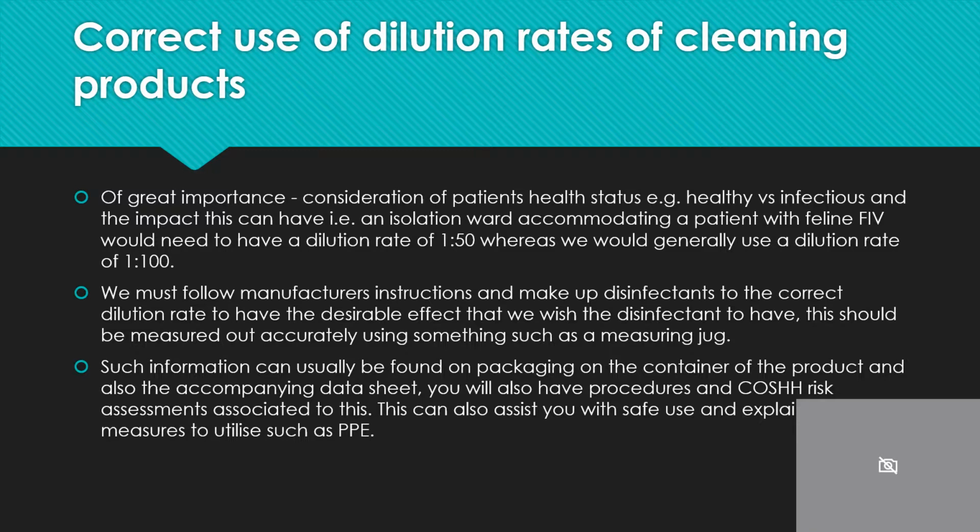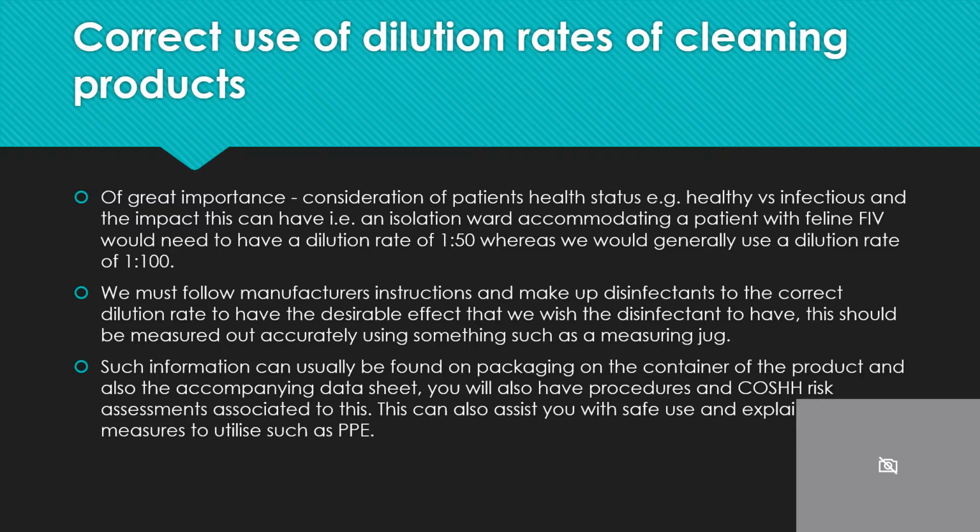We need to measure out accordingly using something such as a measuring jug, or sometimes you will have larger disinfectant containers with a system that measures it out for you so that it's accurate. We can follow the information on the packaging on the container of the product, and we can also use the accompanying data sheets. Also, be aware of the procedures that you have in place and the COSHH risk assessments associated with it, so that you're using it safely and making it up safely, and make sure that you're utilising the PPE that's provided in relation to it.